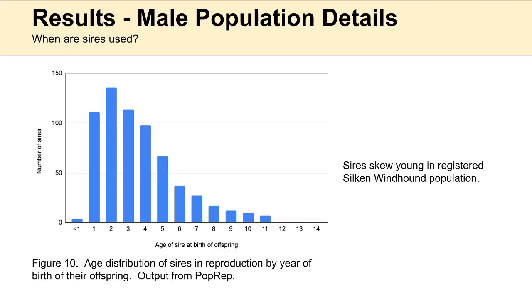And what we can see here is that over the 40 years of our breed, sires skew young in the registered Silken Windhound population. We have a number of sires that are less than a year old when they sire a litter. And there are a lot of 1- and 2-year-olds when they sire litters. There are some older sires as well. But I think what was surprising is how young male Silken Windhounds are used over their lifetime.